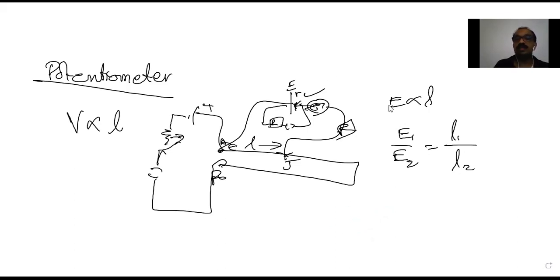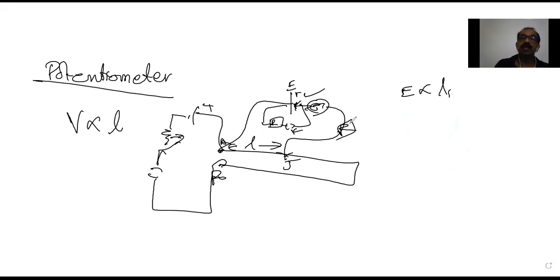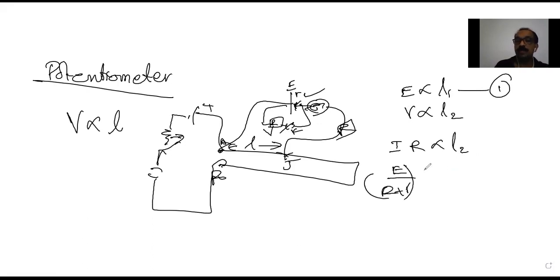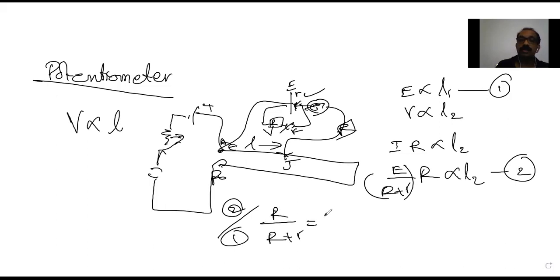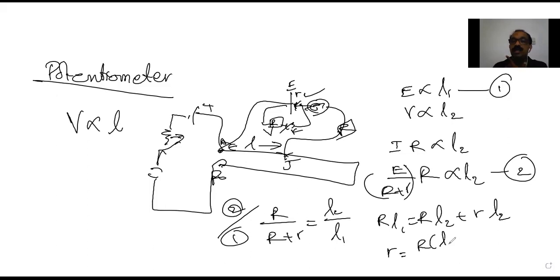Suppose using the first cell, E is proportional to L1. We keep the key open and find the balance length. This is what we get initially. When you connect the resistance across the cell, it becomes the potential difference across the resistance R that is proportional to the new balance length L2. Instead of potential difference you can write current into resistance proportional to L2. Current is E by R plus r. If you divide equation 2 by 1, we get R by R plus r is equal to L2 by L1. On cross multiplying we get R L1 is equal to capital R L2 plus small r L2. So small r is equal to R into L1 minus L2 by L2.